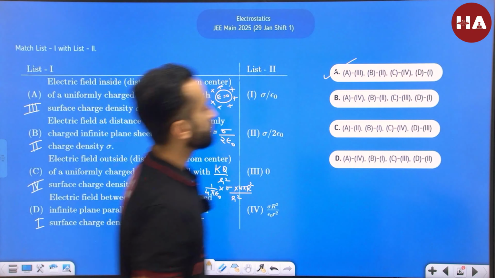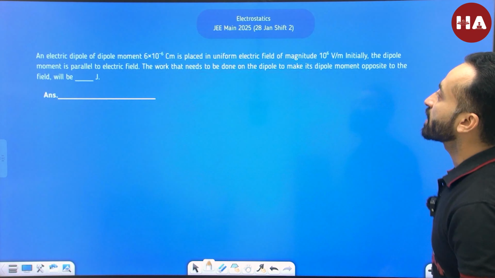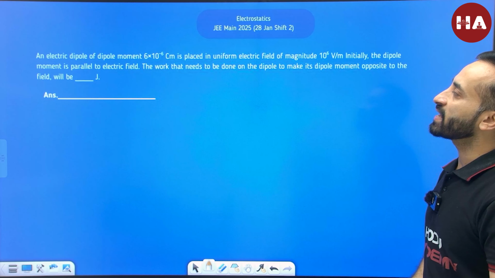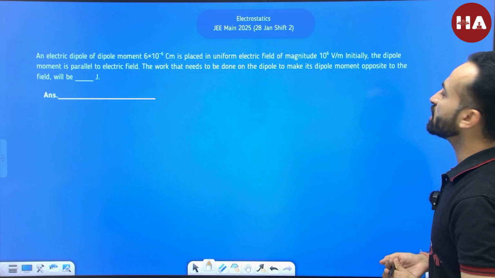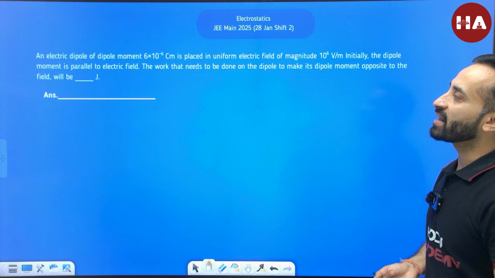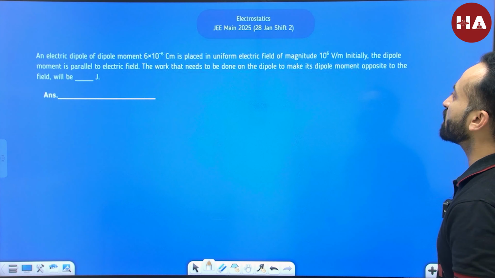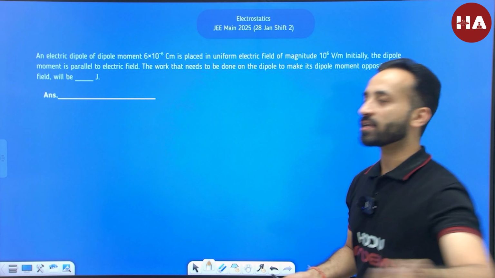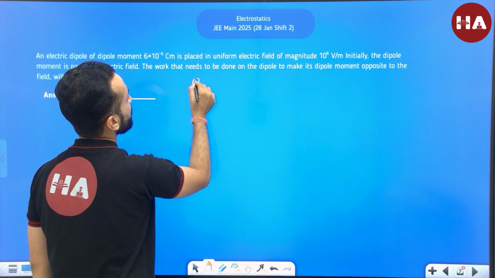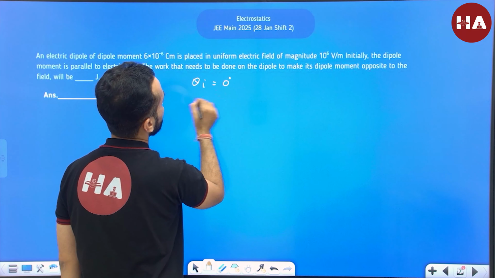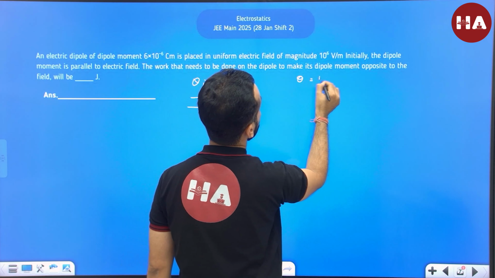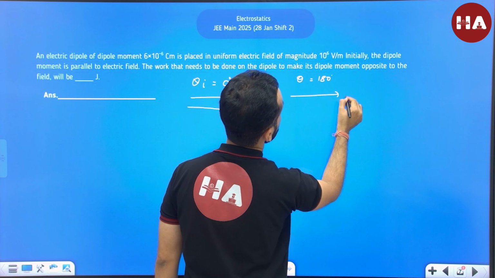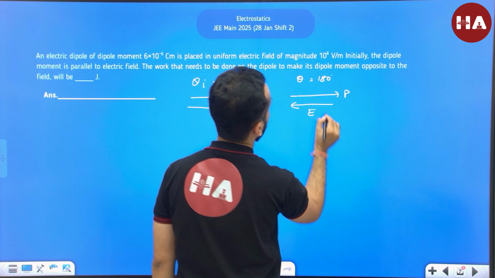Alright students, so the next question is from 28 January shift 2. An electric dipole of this much dipole moment is placed in a uniform field. Initially, the dipole moment is parallel to the field. The work that needs to be done to make it opposite to the field, can't get easier than this. Theta initial is at 0 degree, that is P and E are in the same direction, while theta final becomes 180, that is P and E become opposite, right?